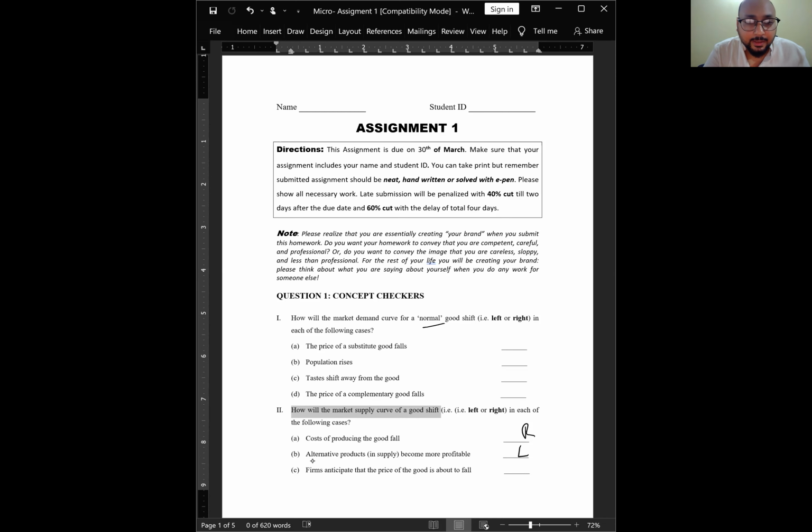Firms anticipate that the price of the good is about to fall. If the price of the good is decreasing, law of supply activates, and it says if the price of the good falls, quantity supplied increases. Increase means shift to the right. Understand?